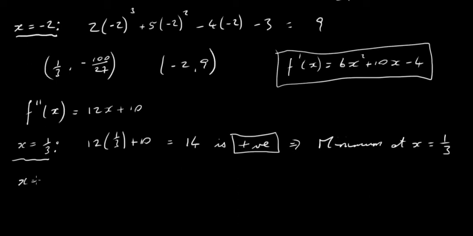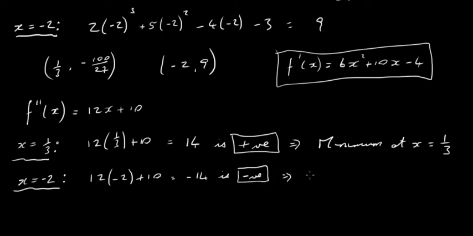If we take x is equal to -2, this point here, we do the same again. Take the 12, put in the -2 plus 10. In this particular case, we get -14. So this is negative.